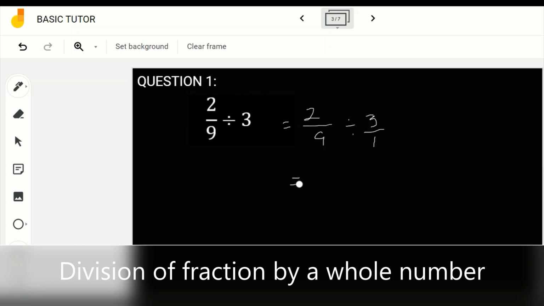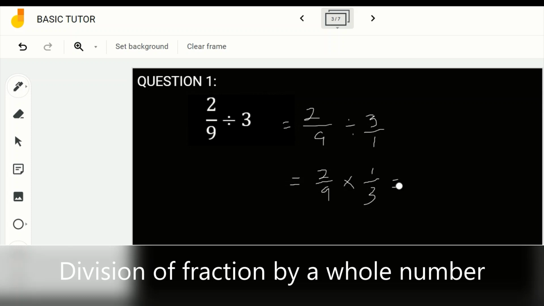Next step is to find the reciprocal of the right hand side. So therefore I can say that 2 over 9, this division changes to times, and step 2 we write the reciprocal of 3 over 1, which becomes 1 over 3. So just 2 steps. Step 1, division becomes multiplication, and on the right hand side we find the reciprocal. So 3 over 1 becomes 1 over 3.